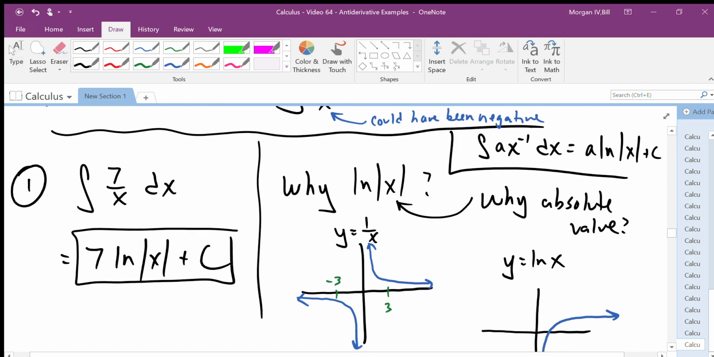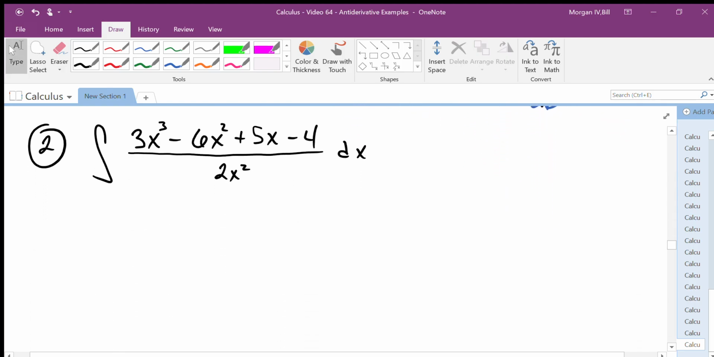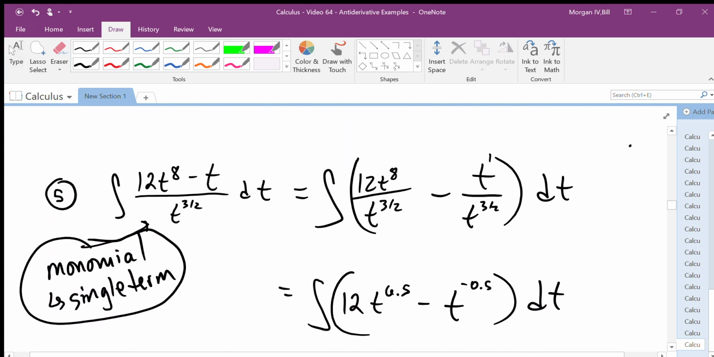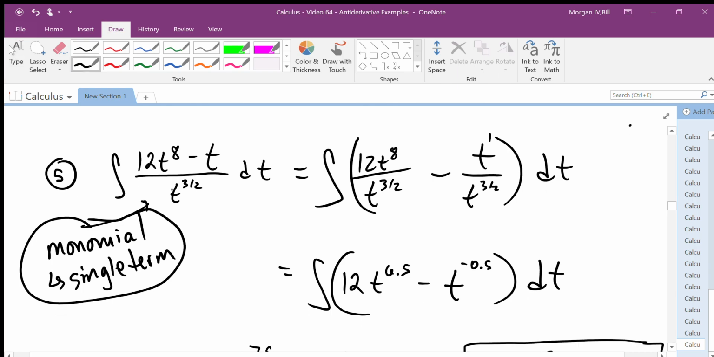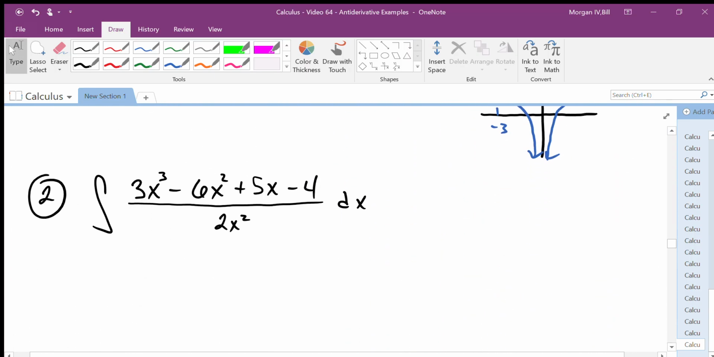Let's do one that's a little bit harder. Like, lots harder. What about the integral of 3x cubed minus 6x squared plus 5x minus 4, divided by 2x squared? This should remind you of this problem up here. There's a single term in the denominator. There's a monomial in the denominator, and if there's a monomial in the denominator, what we do is we take the numerator, we separate it, and write each term of the numerator over that single term in the denominator. That's exactly what we want to do for this problem.